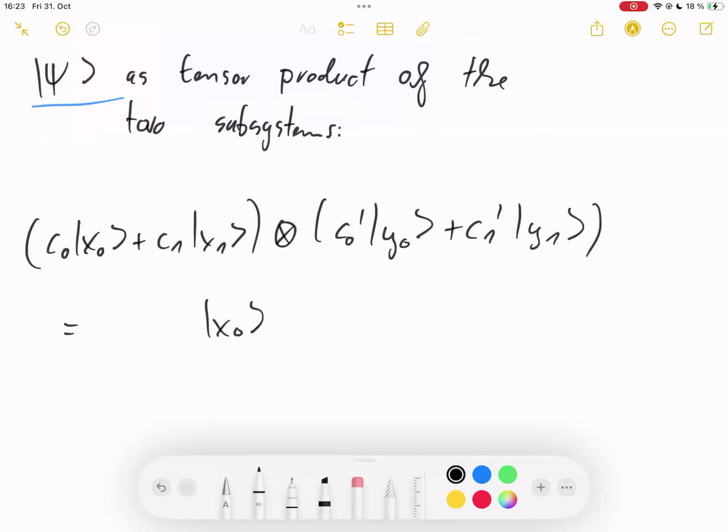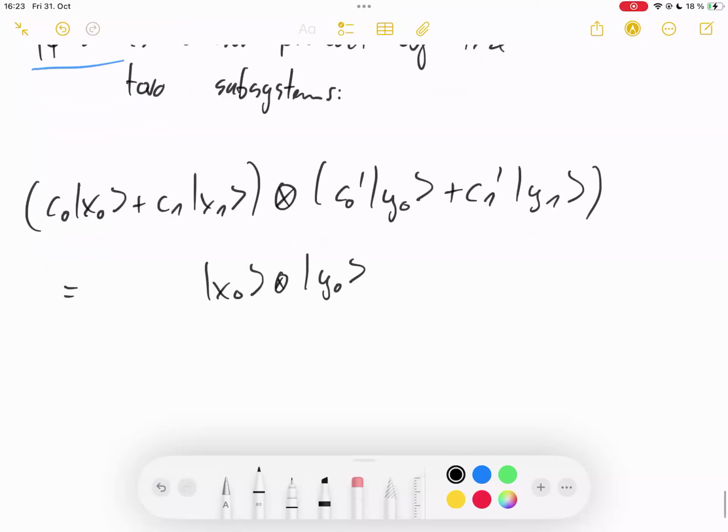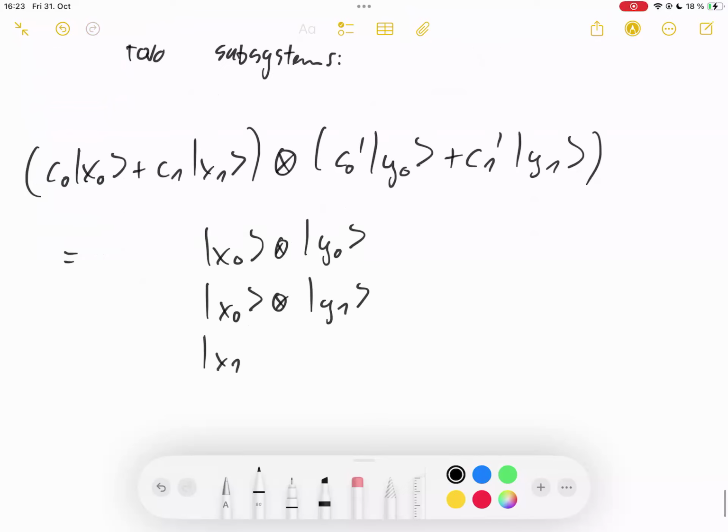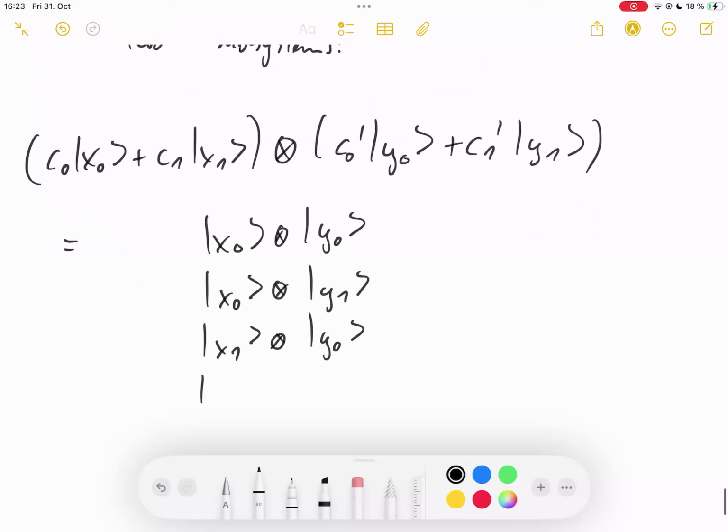We have the X0 ket tensor product with Y0 ket. We'll have the X0 ket, the tensor product with Y1. We have the X1 ket tensor product with Y0 and the X1 tensor product with Y1. And you've learned how the tensor product works when we looked at matrices, and we saw we just multiply the individual entries with each other.